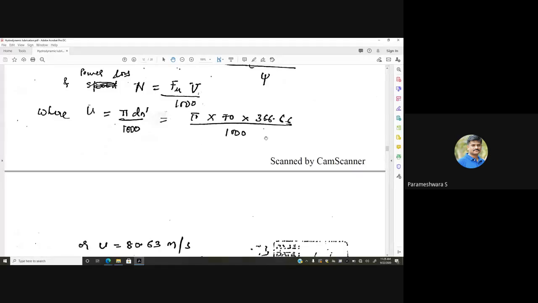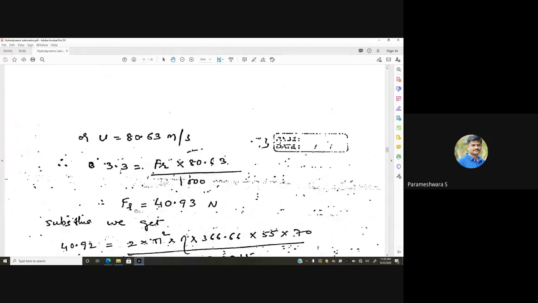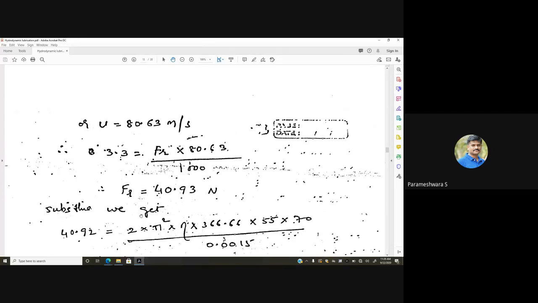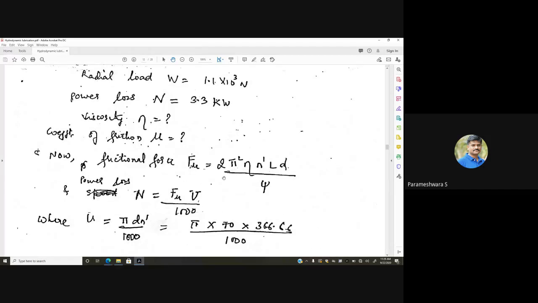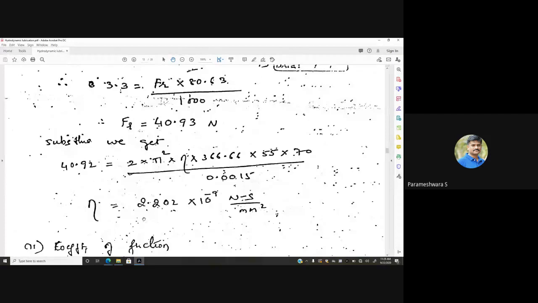So substitute that value and calculate the u value. And again, substituting back into this power loss equation, I'll get the frictional force, that is 40.93 Newton. Substitute this frictional force, not coefficient of friction, frictional force, into this Petrov's frictional force equation. I'll get the required value, that is viscosity.